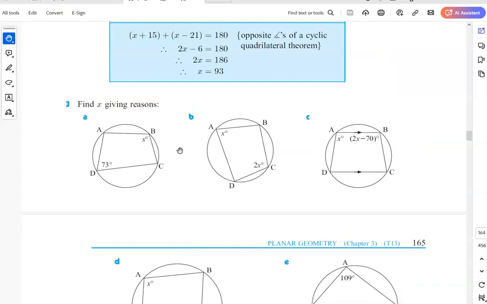So number 3, how would we find x? 180 minus 73. Why? Because it's a cyclic quad, because the four edges touch the circle. If this vertex here did not touch it, then we were stuffed and we can't do it. So we're not actually going to go and do these because that's a waste of our time. Agreed? What about B?